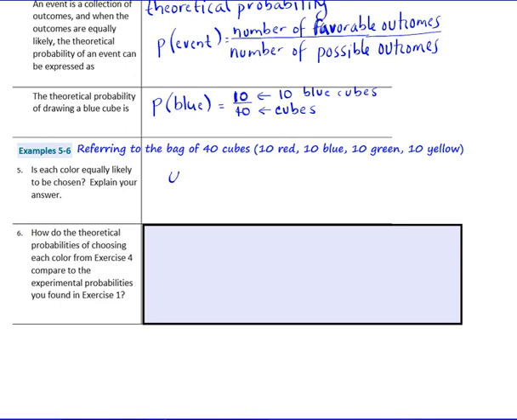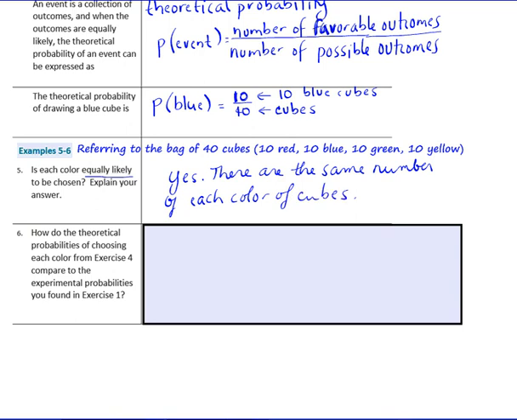Number 5. The answer is yes. There are the same number of cubes for each color, so they are equally likely. Okay, and we need to explain. So there are the same number of each color of cubes. And since there are the same number of each color of cubes, they are equally likely to be chosen.